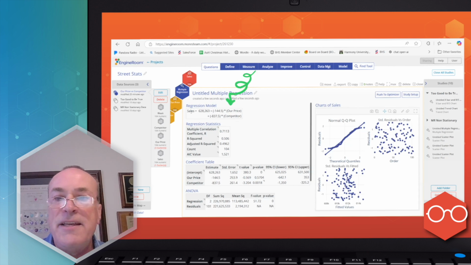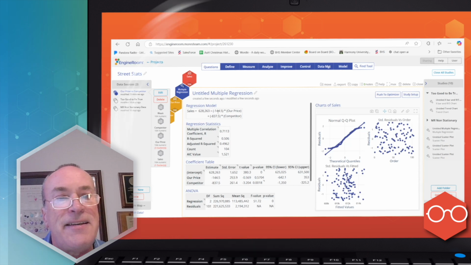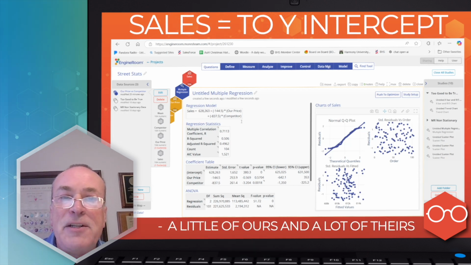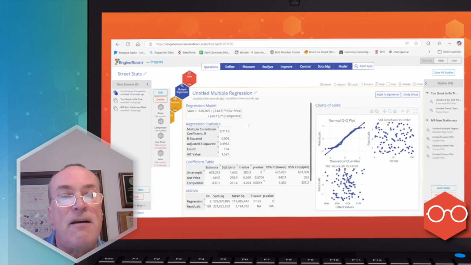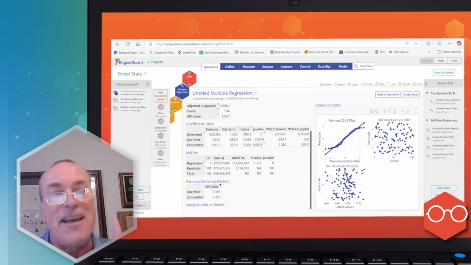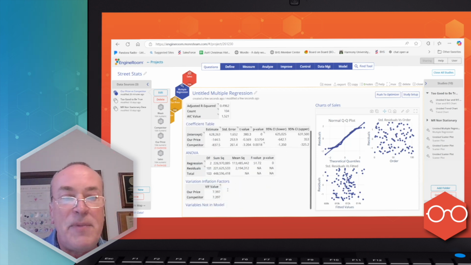And we see that we can get a regression. And so we see sales is equal to a y-intercept minus a little bit of our price and a lot of our competitor's price. And we go, oh my gosh, it's mainly our competitor that has things to do with it. And that's the wrong conclusion, because if I were king, I'd put VIF at the top.